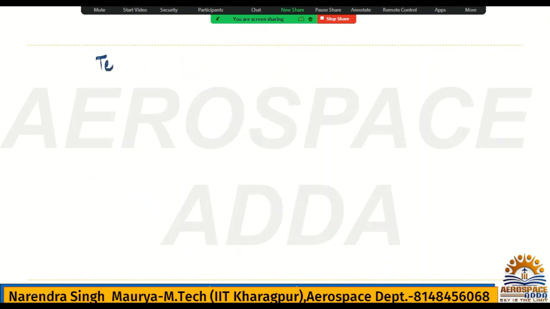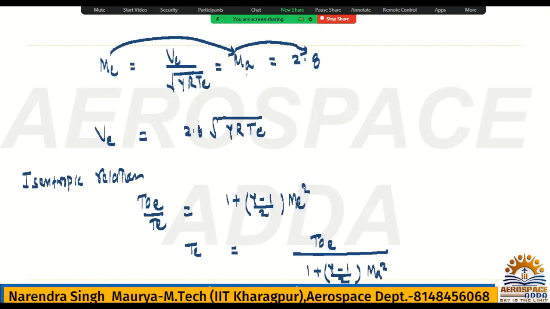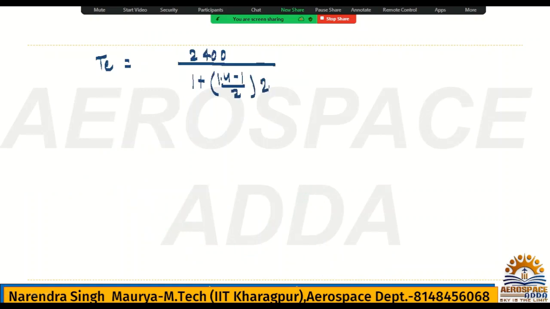What will be the TE value? If you go and calculate this TE value, it is T0E, which is nothing but 2400 Kelvin, divided by 1 plus gamma they have given 1.4 minus 1 divided by 2, gamma minus 1 by 2 into MA. MA is nothing but ME, which is nothing but 2.8, 2.8 square. If you do this, then you will get the TE value. Okay, do it. Here this value is nothing but 934.57 Kelvin. This is the temperature. So this is the TE.